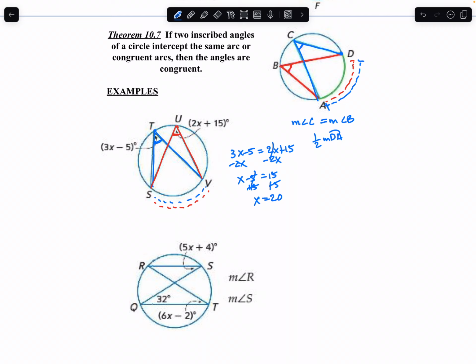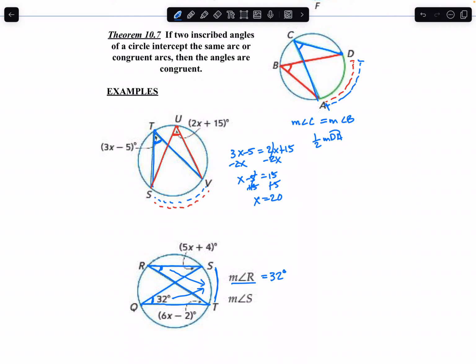Let's look at this other scenario over here. Now it looks like there's more going on, but if I'm looking for angle R, notice how angle R opens up to ST. At the same time, angle Q opens up to ST. So these two angles, since they both open up to ST, are congruent. So angle R is just the same as angle Q, which is 32 degrees.